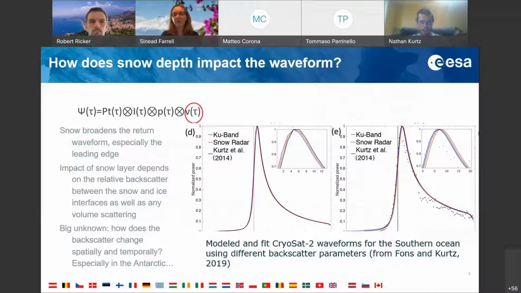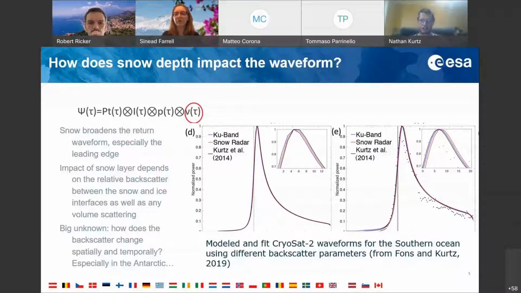Snow has an interesting way that it affects the waveform. It broadens the waveform, as we'd expect, especially the leading edge. But what it's really dependent on is the actual backscatter between the snow and the ice surface. These are some plots from a paper that Stephen Fons and I published a couple of years ago, trying to fit CryoSat 2 waveforms in the Southern Ocean.